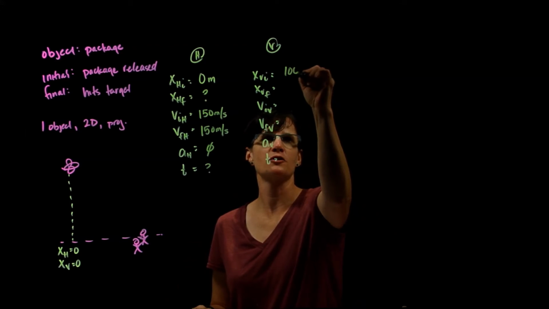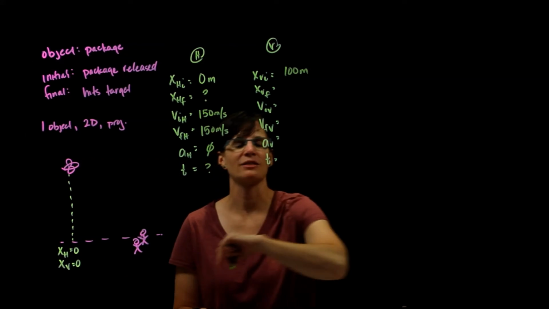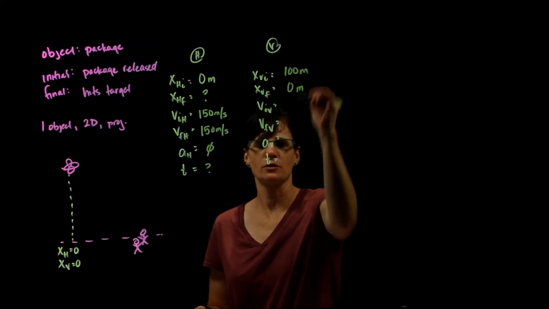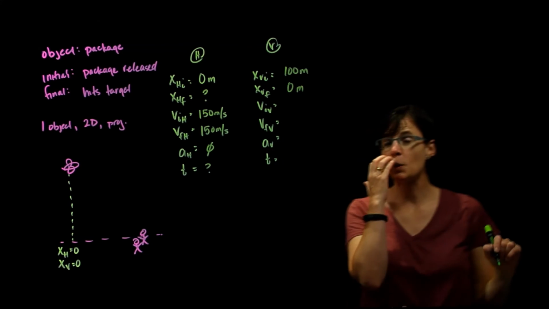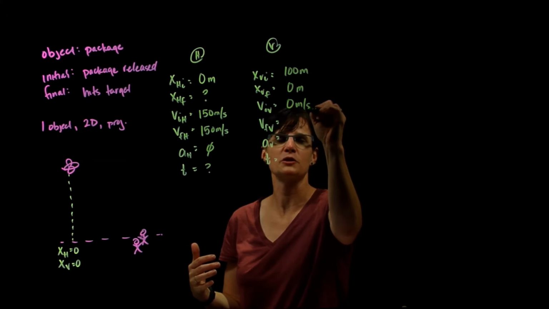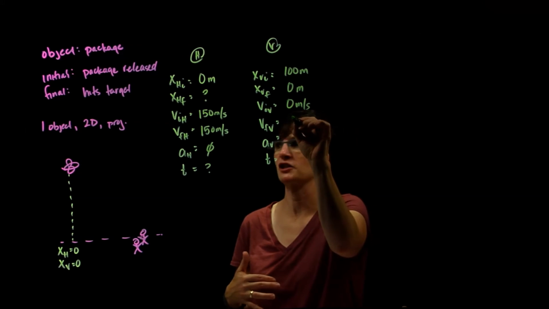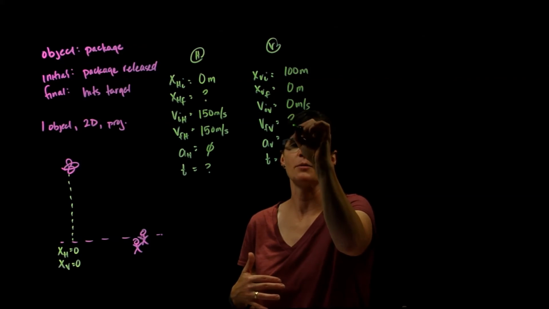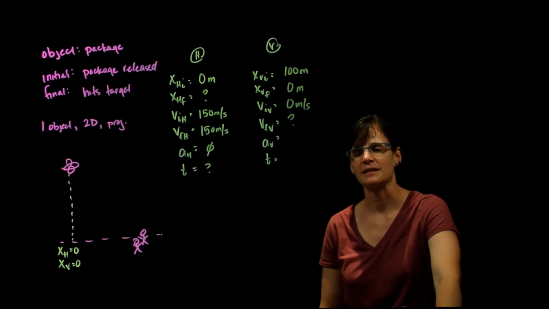So we have our 100 meters to begin with because I've set my origin at the ground, and we end on the ground, so we end at that origin. If we're flying purely horizontally, our initial vertical velocity is 0 meters per second, but it does change. We accelerate in the vertical direction in the case of projectile motion or free fall. So we don't know what our final vertical velocity is.